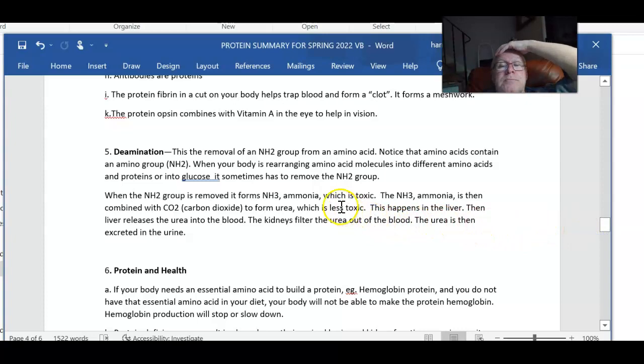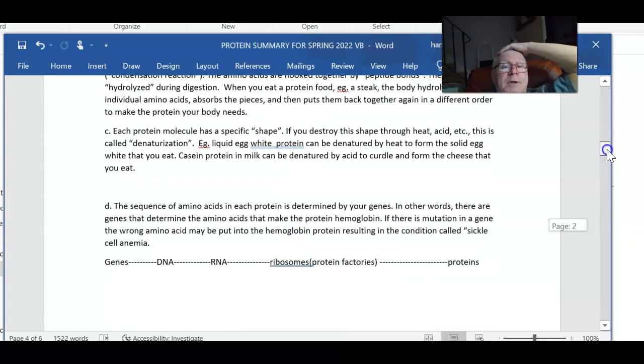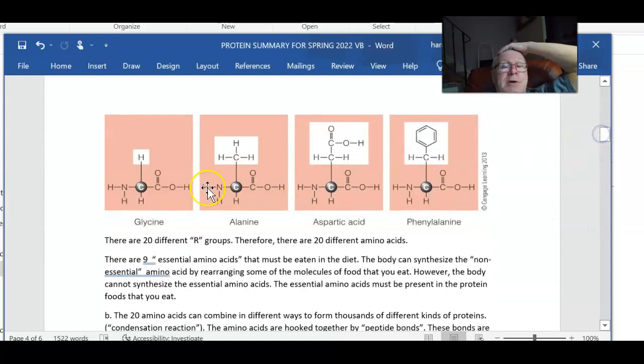Deamination. Remember, the amino acids have an amino group. Okay, there's an amino group right there. If I deaminate this amino acid, that means I've taken off the nitrogen and the 2 hydrogens. So here's an amino acid. If I deaminate it, I've taken off the nitrogen and the hydrogens. And sometimes the body does that.